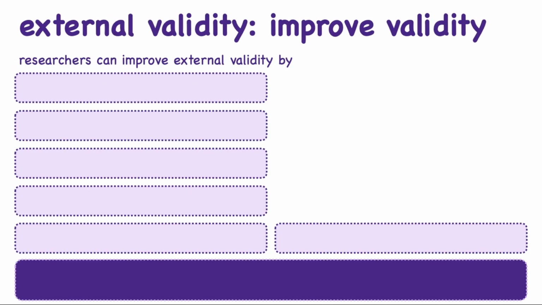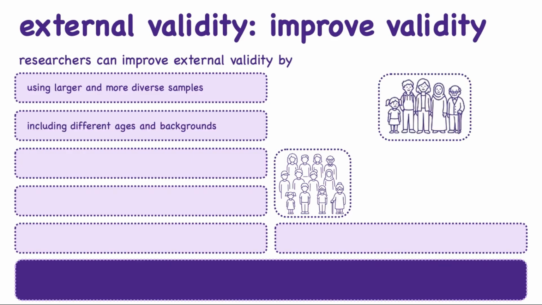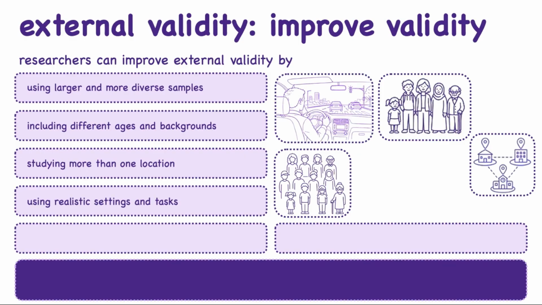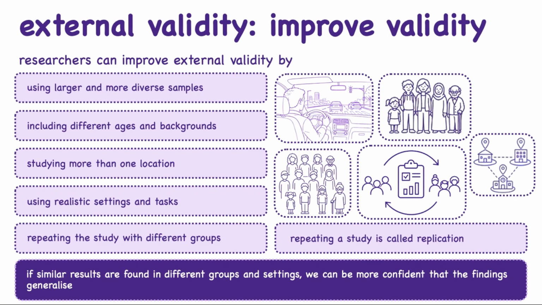Researchers can improve external validity by using larger and more diverse samples, including different ages and backgrounds, studying more than one location, using realistic settings and tasks, and repeating the study with different groups. Repeating a study is called replication. If similar results are found in different groups and settings, we can be more confident that the findings generalize.